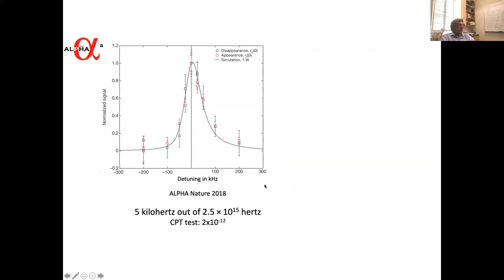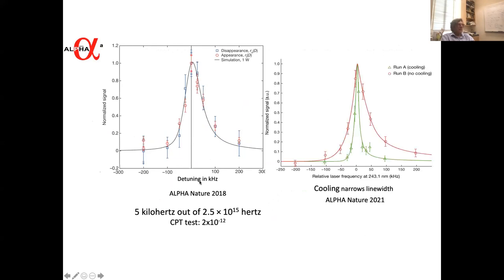And here you see our Nature paper from 2018. This is the spectrum of the 1s to 2s line in antihydrogen. And here's a similar line, now with data taken in 2021, and you can see the impact of cooling, the green curve here, has made this line narrower. So the cooling demonstrably changed the way in which we can do our measurements.